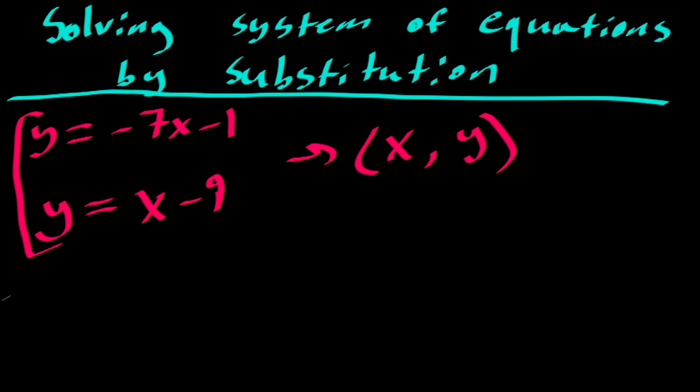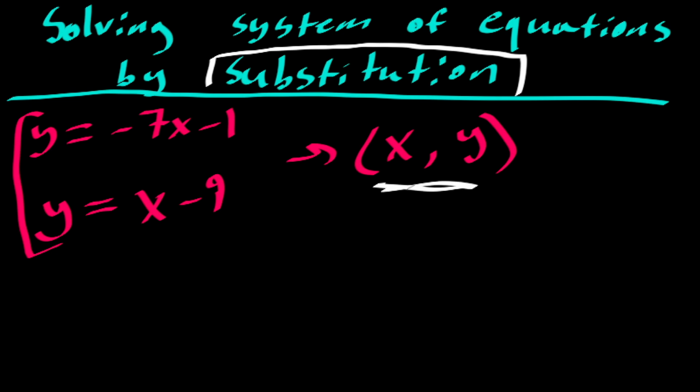So in this video, we're going to look at solving a system of equations, and we're going to use this method called substitution. All right, so basically here's what we have. We're going to have something like this: y equals negative 7x minus 1, y equals x minus 9. And we're basically being asked, what is the x and y value that satisfies both of these equations? So this is our solution. Our solution is an x and a y value.